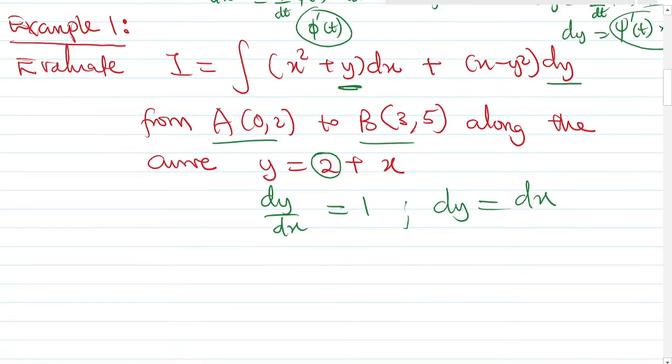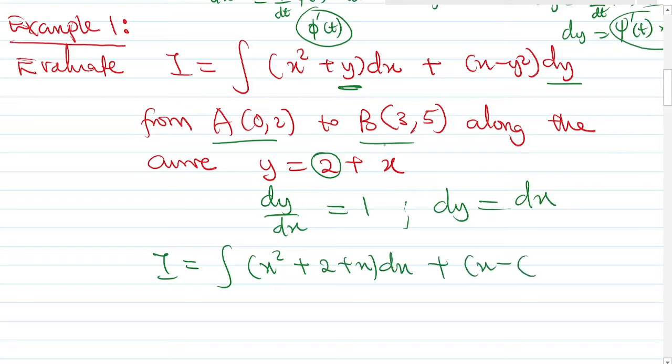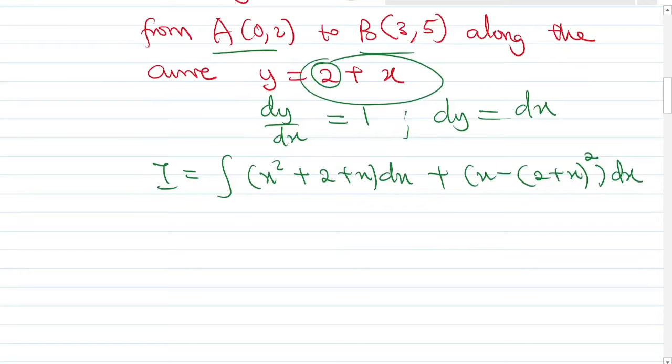Now you go back to your integral, then I becomes the integral of x squared, plus, now your y is what? Your y is going to be 2 plus x, right? dx plus x minus y, which is x minus (2 plus x), squared. Then you can change your dy now to dx, because dy is now dx. And then you integrate. It's so simple, right? I don't know if I should integrate it to the very end. I believe you can do that.